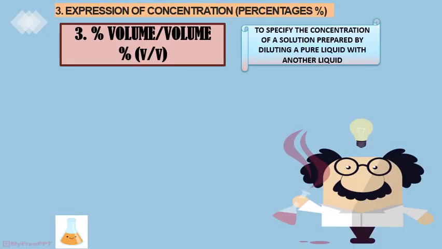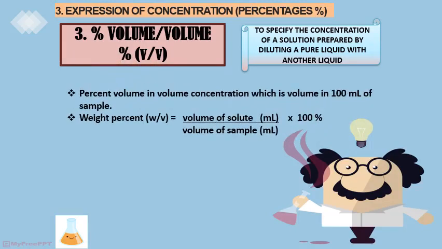Okay, now look at percent volume per volume. Percent volume in volume concentration is the volume in 100 milliliter of sample. So the formula, this is not weight percent, this is volume per volume. Okay, so volume of solute in milliliter over volume of sample in milliliter times 100. Please do correction for this. Actually, it is volume per volume.